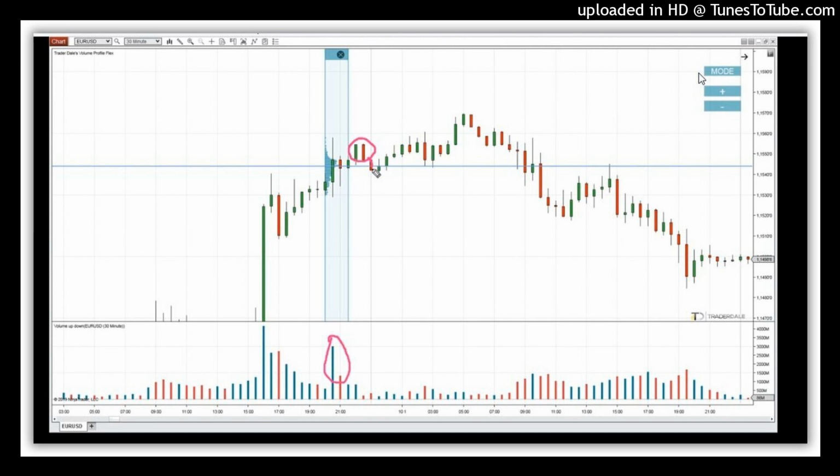Heaviest volumes being in here. Alright, you got tested right there. This was the test. So that would be a no trade from this level.